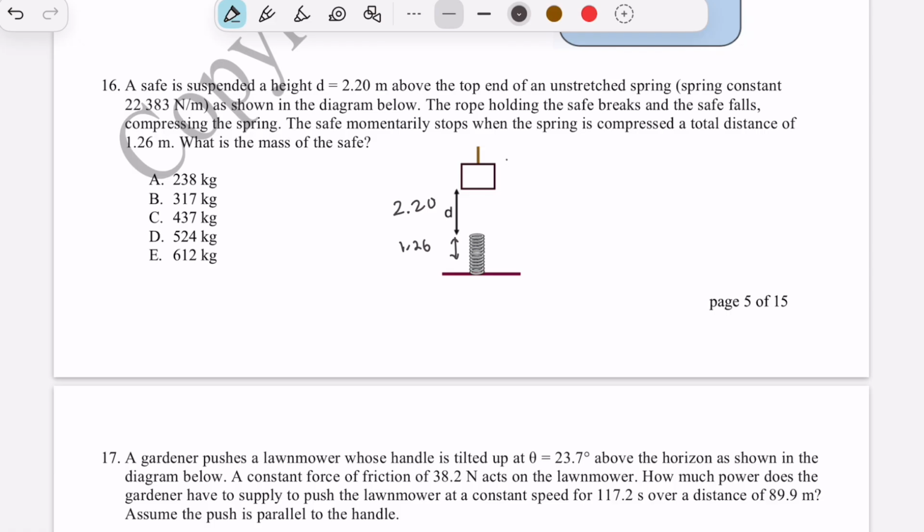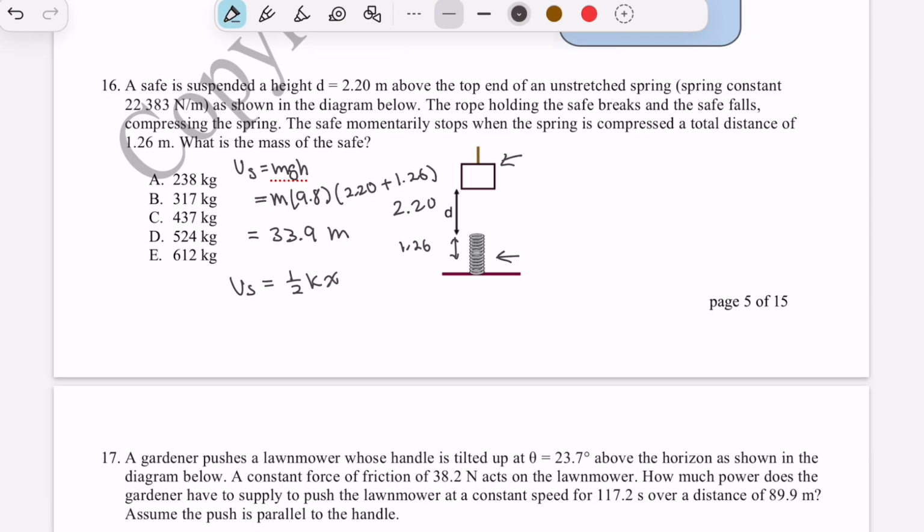So at the very top, I only have gravitational potential. So UG equals mgh. The mass is what we're trying to find. So this is 9.8. Height is going to be 2.20 plus 1.26 because I'm treating the spring when it's compressed as 0. So this is going to be 33.9 times mass.